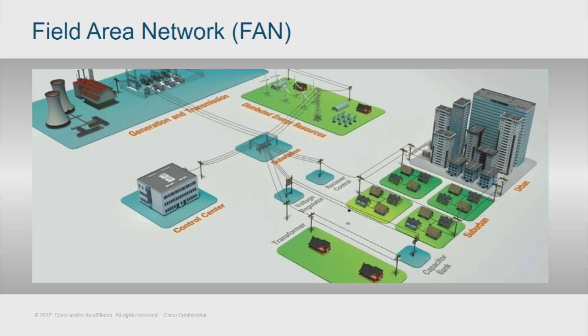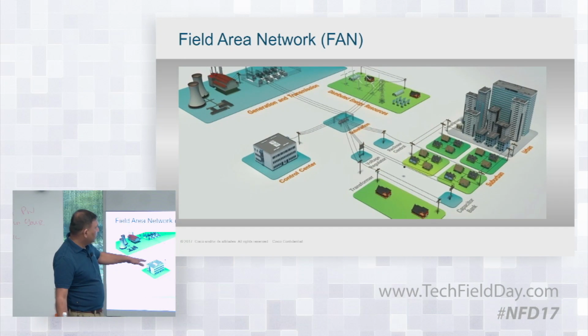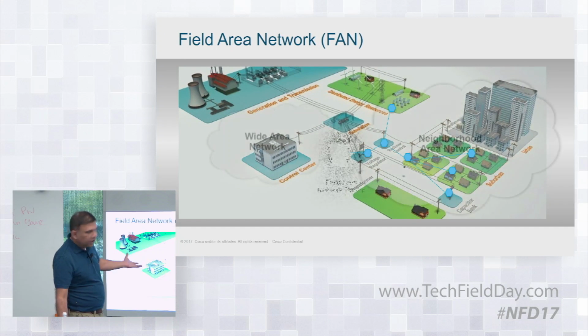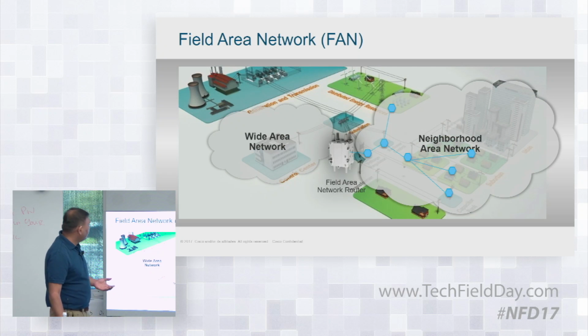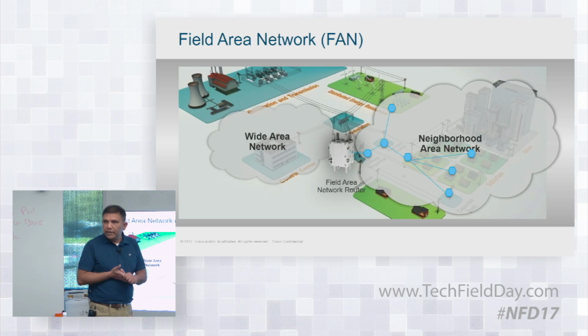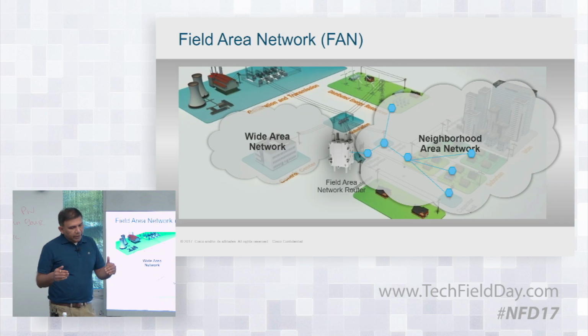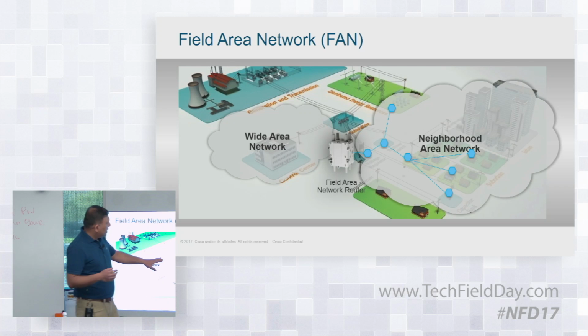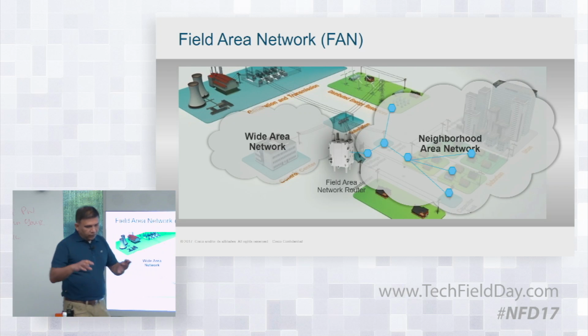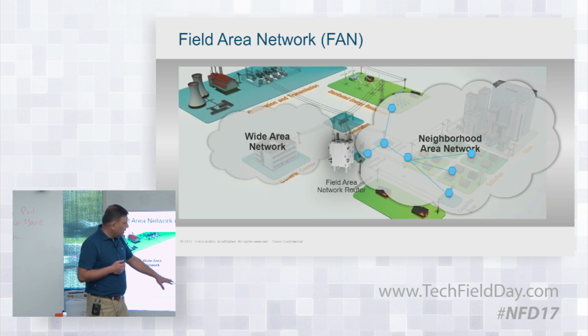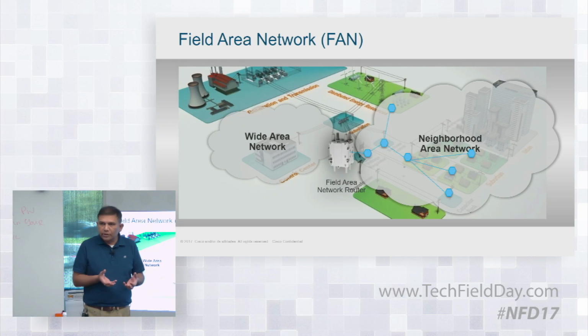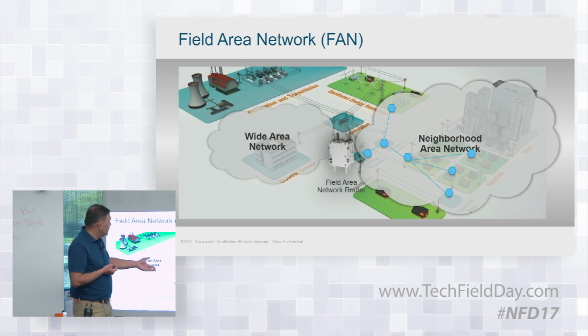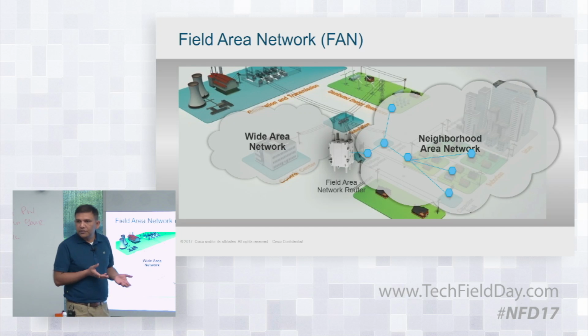So the FAN is basically when you enable these grid devices with communications capability, with mesh radios running on the ISM band, they mesh together, and we'll go through the protocols a little bit. Basically, the devices form the mesh, and the field area network router is essentially the aggregation router to connect the devices over the WAN to the grid operations.